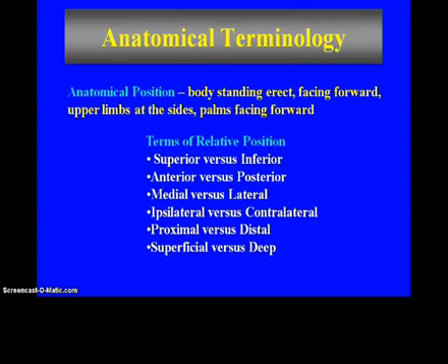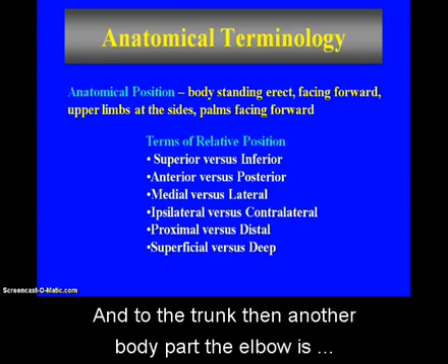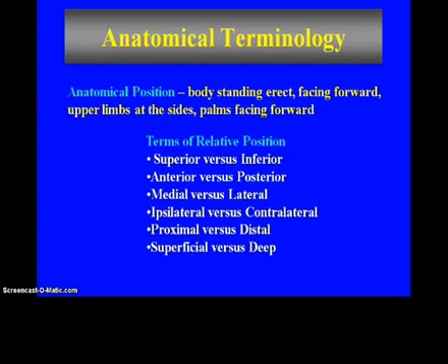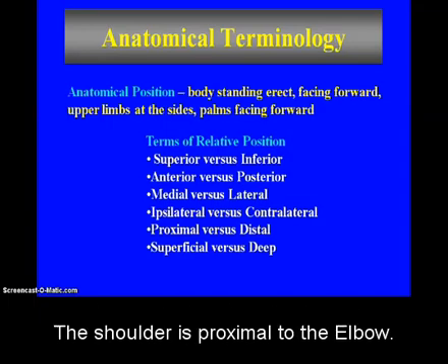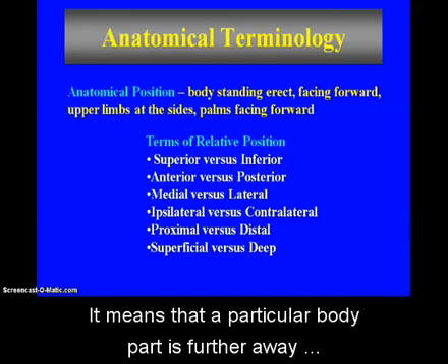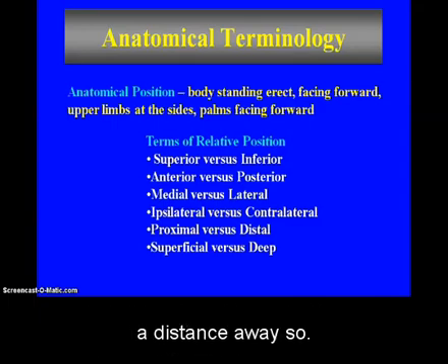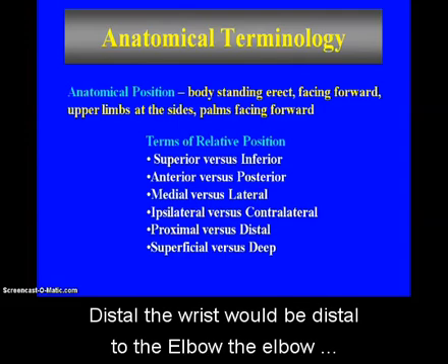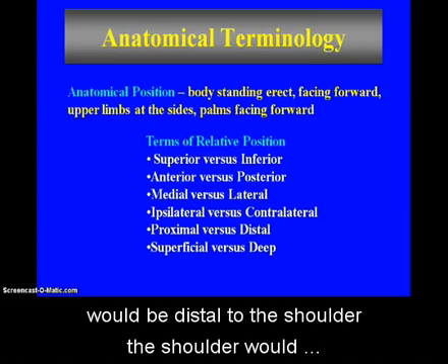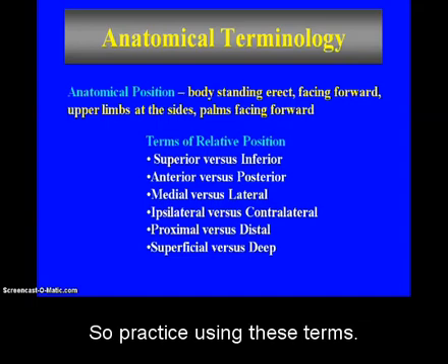Proximal, again, it's closer to the point of attachment and to the trunk than another body part. The elbow is proximal to the wrist. The shoulder is proximal to the elbow. Distal is the opposite of proximal. It means that a particular body part is further away from a point of attachment to the trunk than another part is, a distance away. So the wrist would be distal to the elbow. The elbow would be distal to the shoulder. The shoulder would be proximal to the elbow. So practice using these terms.